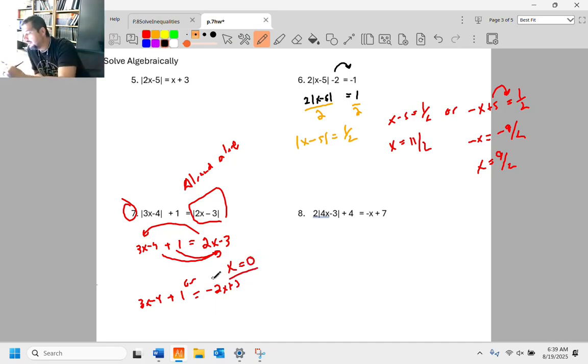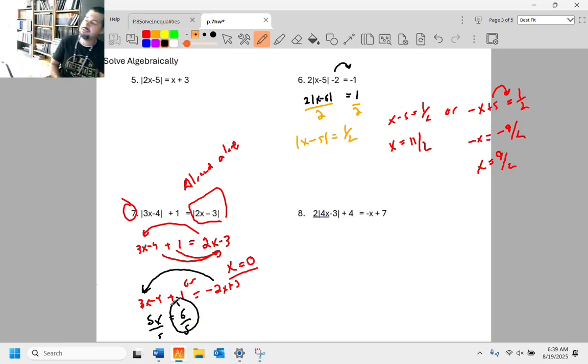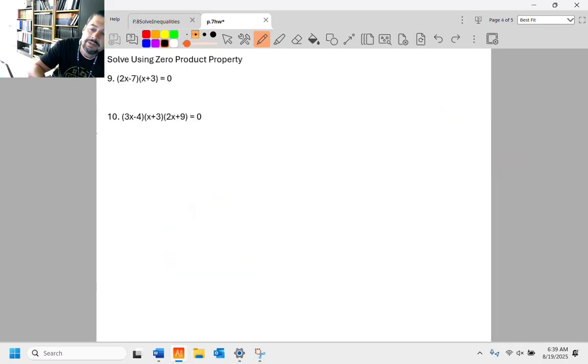Moving on to the second one, we'll add 2x to 3x. That'll give me 5x. And if we subtract 1 from 3, we have a 2. If we add 4, we have 6. Divide out the 5, and there's my 6/5. So 2 answers there, 0 and 6/5. Should probably be checked against the graph, but whatevs.